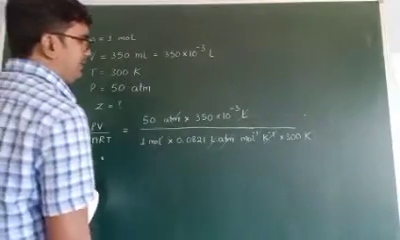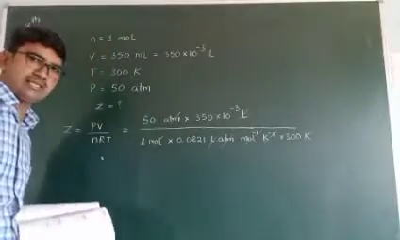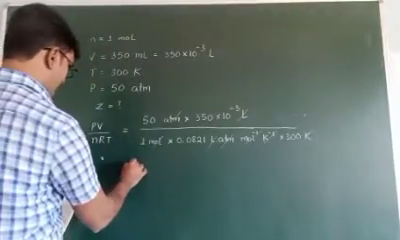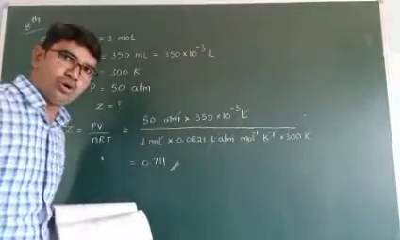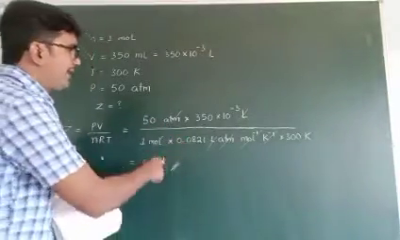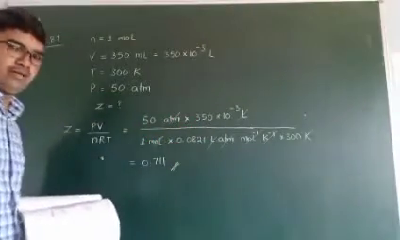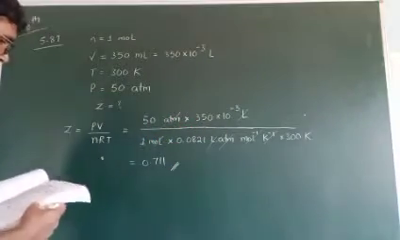Now cancel all the terms, you know how to cancel, and finally the answer is 0.711. But you have to check at home. Don't write the answer directly, just cancel. Okay, first one completed.